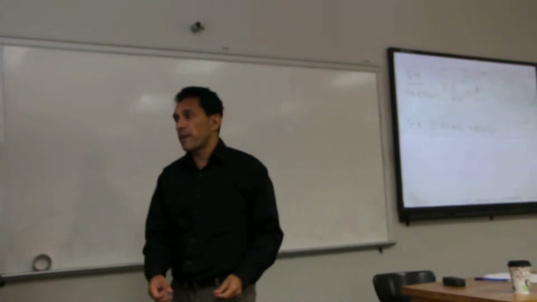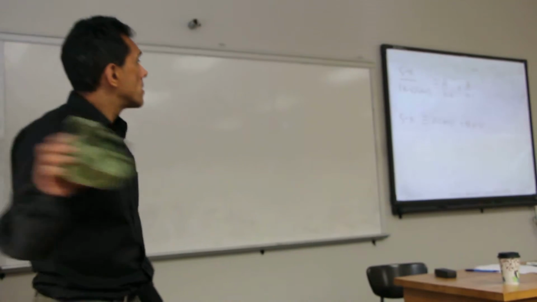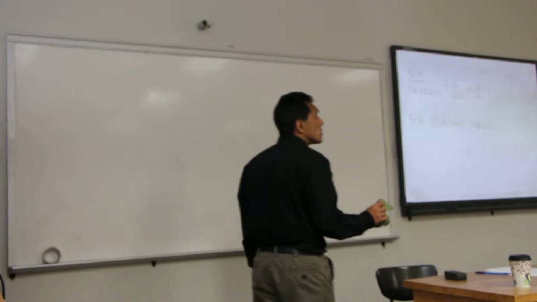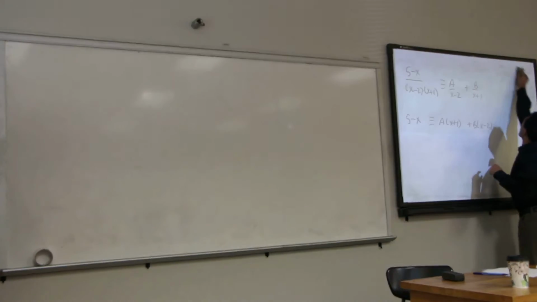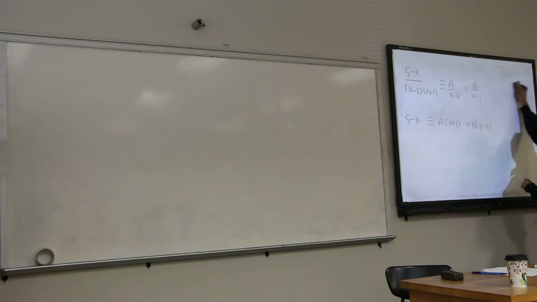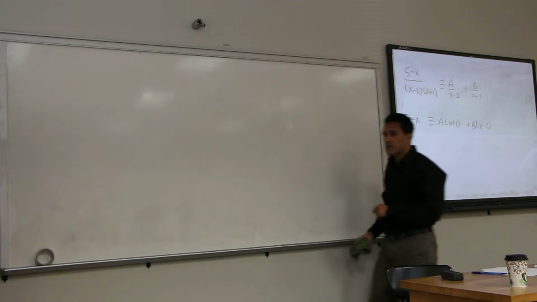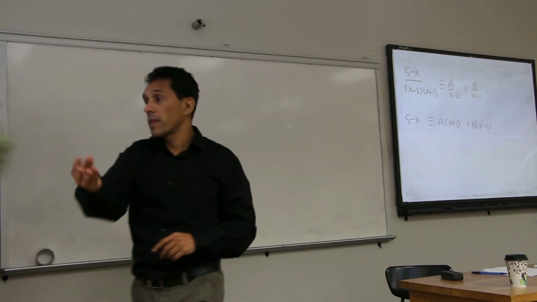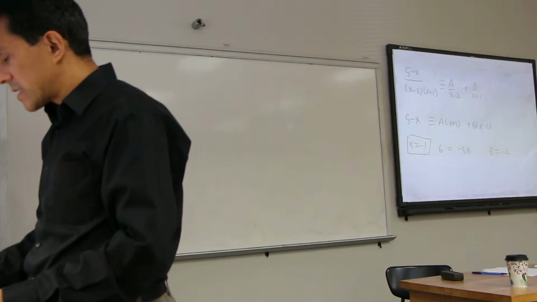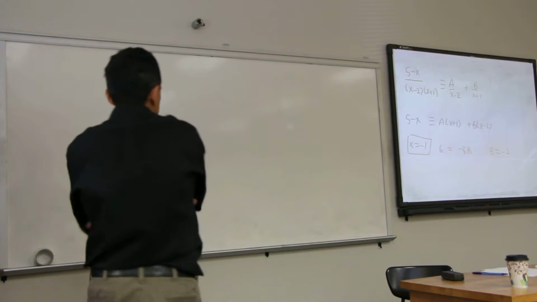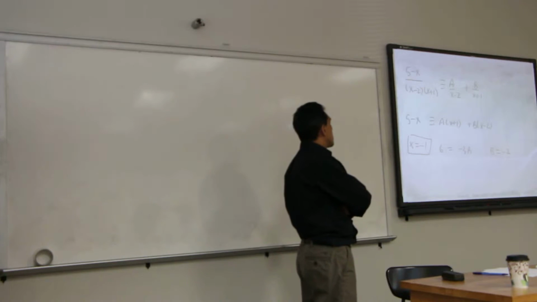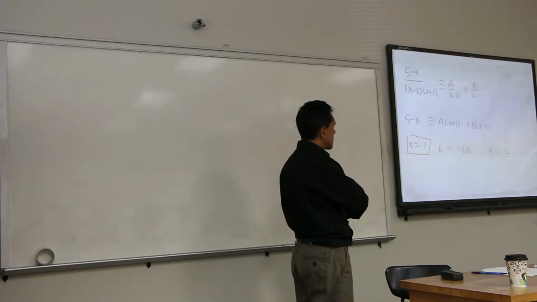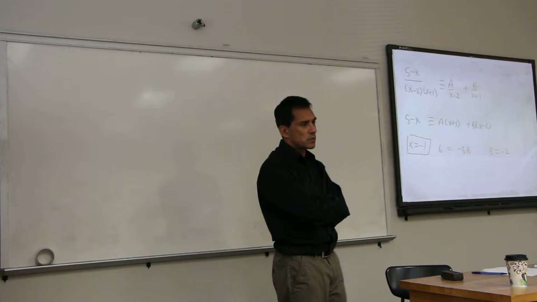You put in some suitable values of x. You put in x equal to 2 and x equal to negative 1. If you put in x equal to negative 1, on the right you will have b times negative 3. On the left, you will have 6. So b is negative 2.